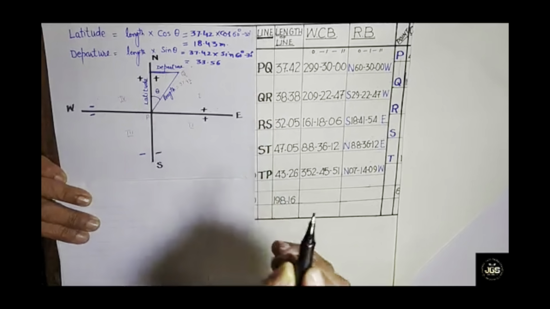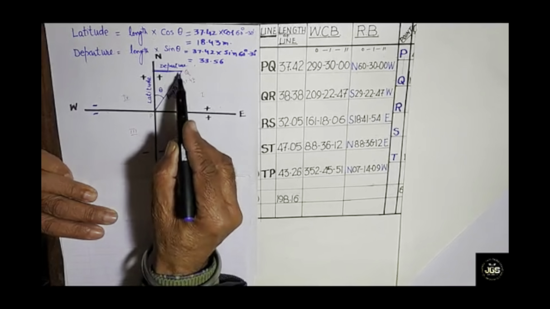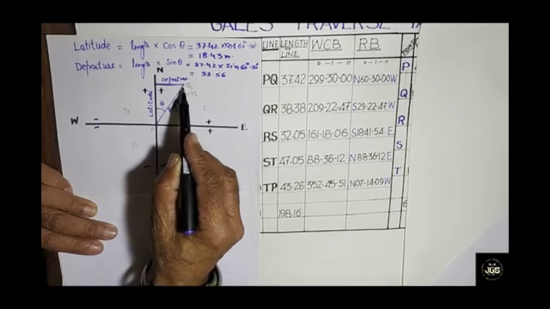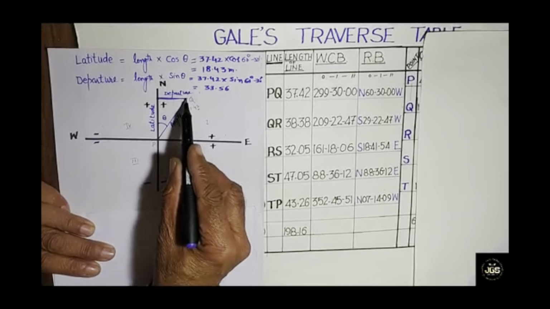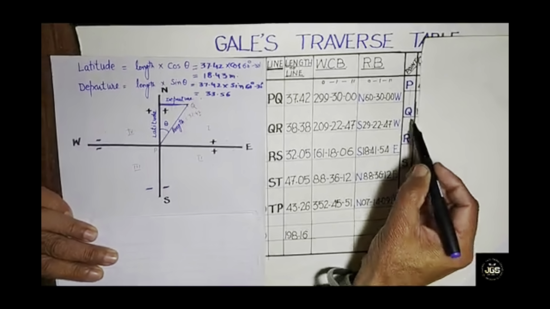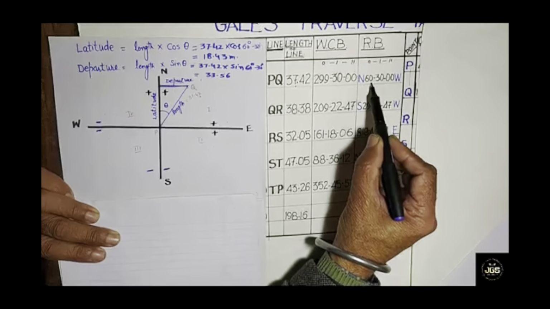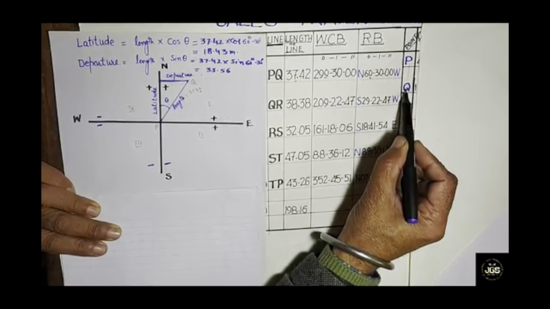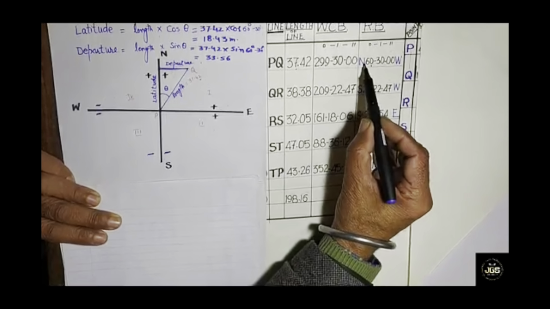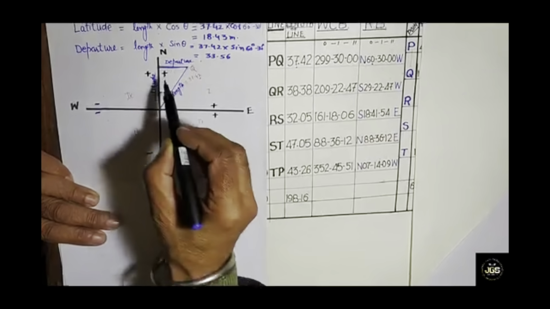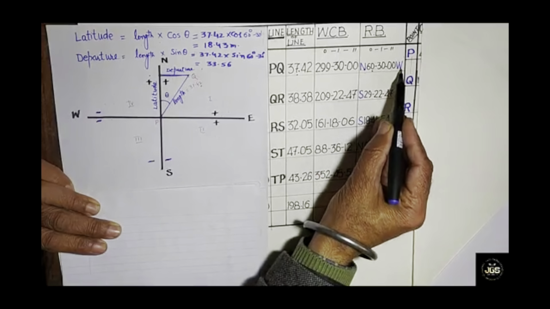33.56. It is very important that when we take the length of line PQ, it gives us the latitude and departure of point Q. Here I have marked this point Q. From this length and this value of theta, it gives me the latitude and departure of point Q. Now here it lies in the north. Latitude in the north direction will be positive. It will be in the north column, and departure in the west column, it will be negative.